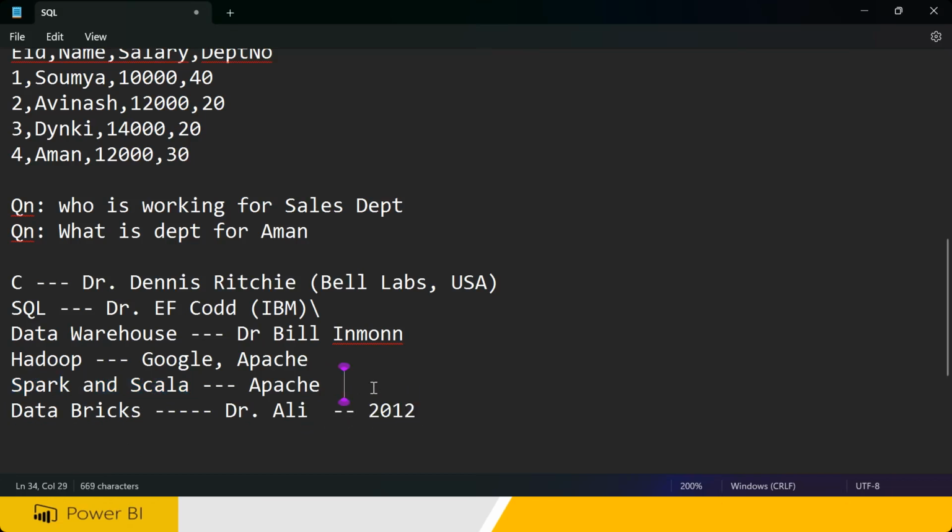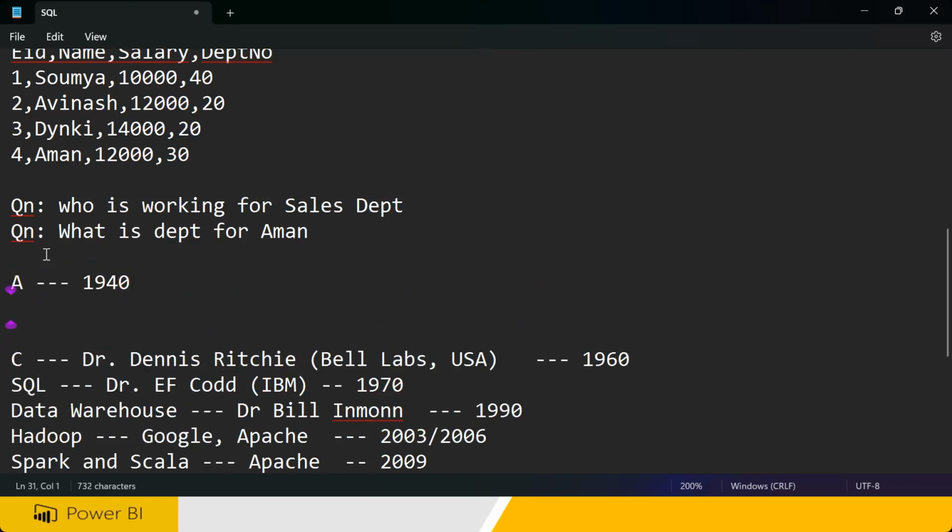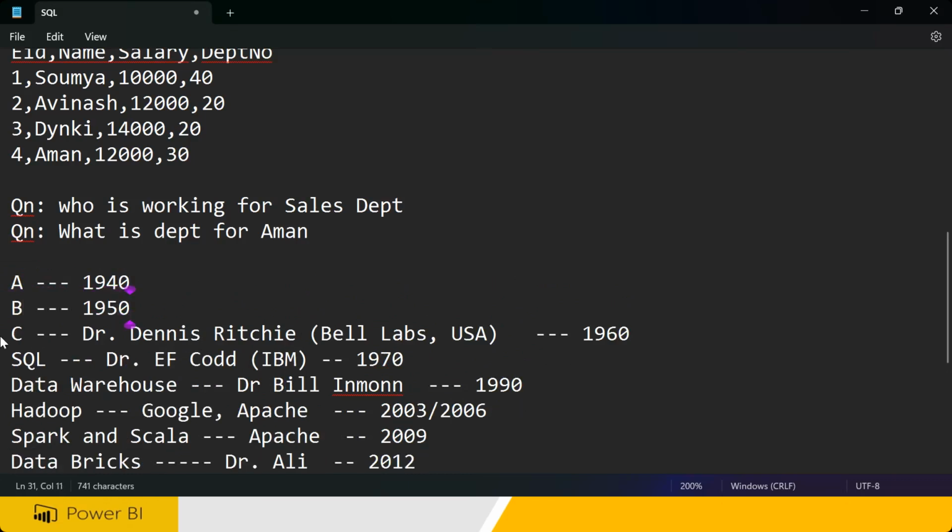Hadoop got invented in 2009, I think. This got invented in 2003, but released into the market in 2006. Data warehousing is a concept released in the 1990s. SQL was released in the 1970s, right? C language, 1960s. Before C language, you know what the language was? A language called A, released in the 1940s, and a language called B, released in the 1950s. So they failed. Then the C language got introduced, right?